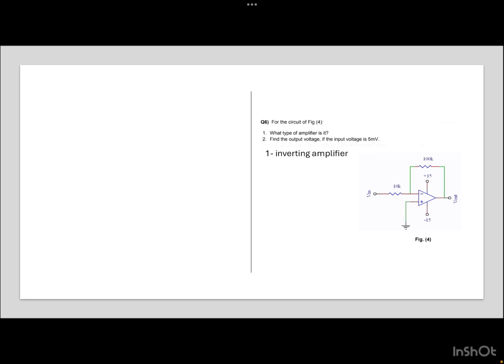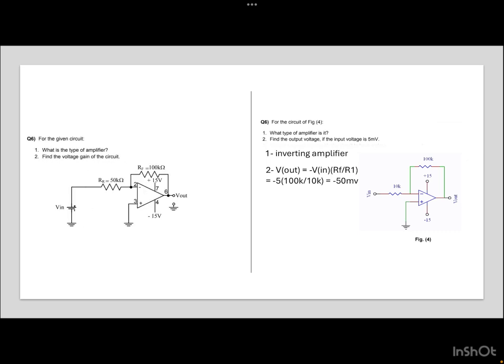For the second question, find the output voltage if the input voltage is 5 millivolts. You can use this formula to find the output voltage. Next question: what is the type of amplifier? Find the voltage gain of the circuit. The same, since the source is connected to the minus side of the op amp, it is an inverting amplifier.